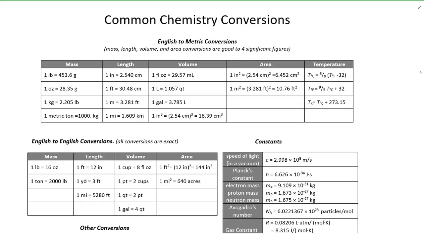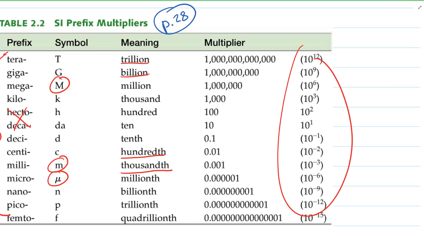Okay, so now this is a sheet that you'll always be able to use on your exams. What you're going to see on here is a list of English to metric conversions, and you're going to see English to English conversions. The ones that are missing on here are, we have English to English, English to metric. What's missing? Metric to metric. And that's because what are you going to do with the metric to metric conversions? You're going to memorize them.